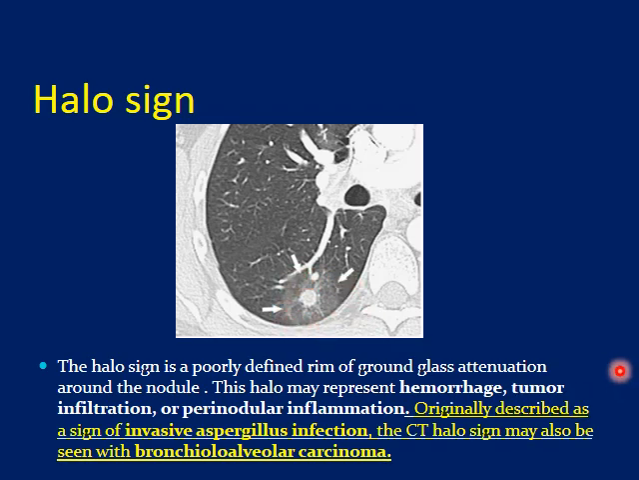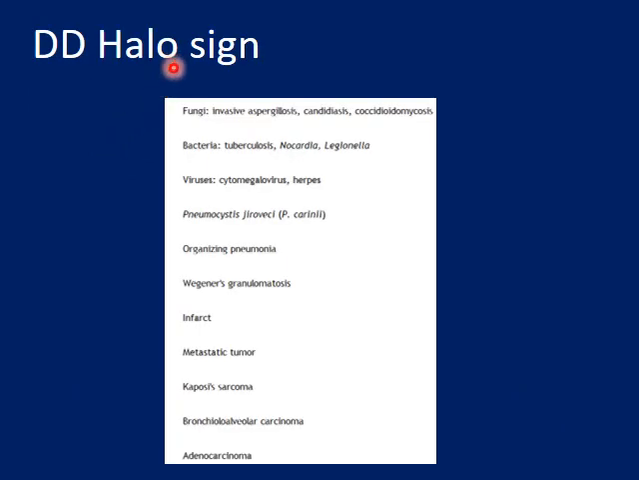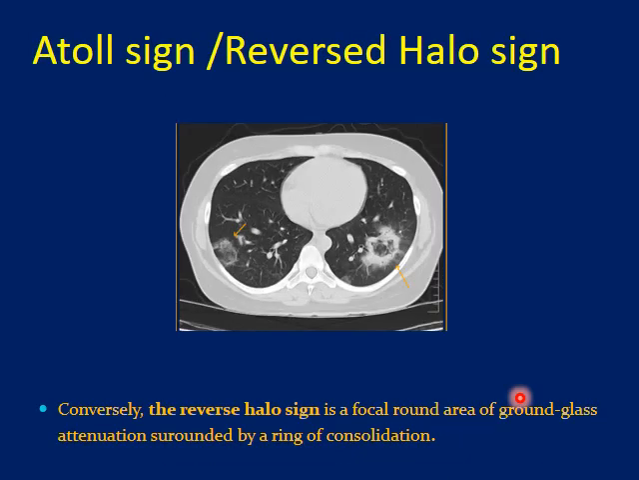As I've told you, this can be seen in cases of invasive aspergillosis due to a perilesional hemorrhage, or in bronchoalveolar carcinoma due to either hemorrhage or infiltration by malignancy surrounding the lesion. This is what's called halo sign. And this list is the differential diagnosis of halo sign. It can be seen in fungi, bacteria, viruses, and so on, as well as metastatic tumor, Kaposi sarcoma, bronchoalveolar carcinoma, and adenocarcinoma. The reverse of halo sign, which is called atoll sign, I have also explained in the previous lecture.